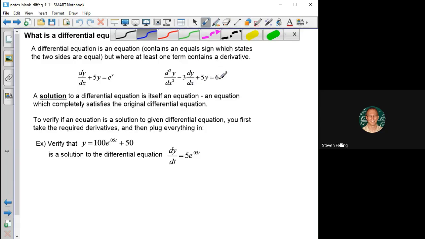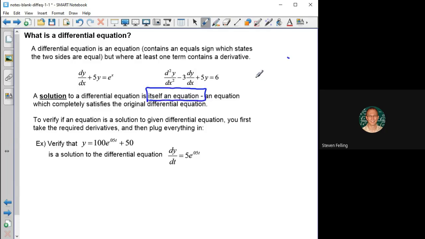Okay, so a solution to a differential equation is itself an equation. This is a little different, right? When we have algebra equations like x plus 3y equals 6, and maybe you want to plug in a value for x, let's say, and solve for y, right? Or maybe we want to say, what's the solution of this equation? It's a set of x, y points, right? So the solution for an algebra equation would be values, okay?